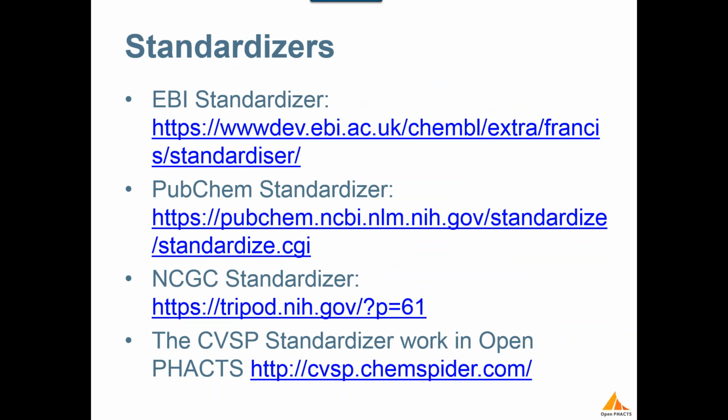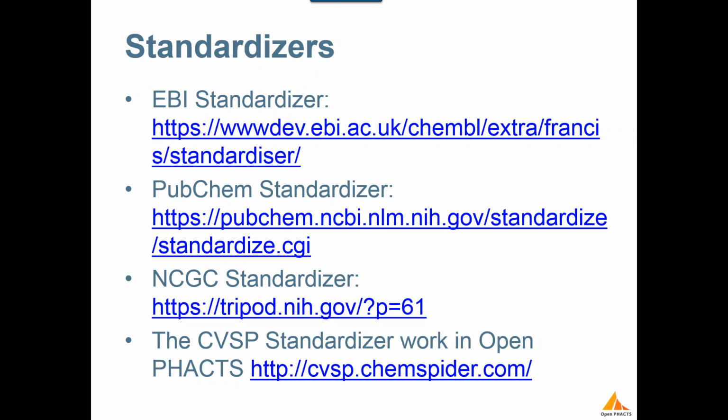The work that we are going to discuss on the CVSP standardizer, the Chemical Validation and Standardization Platform we did for Open PHACTS, we weren't the first. We certainly are not the only one in town. There are many others that are starting to show up, and this is just a short list. EBI has one online now called the EBI Standardizer. There's the PubChem Standardizer, and that changes incrementally with time as they improve their rules. I came across another one last night called the NCGC Standardizer, and of course there's the work that we have done ourselves. And the one I'm going to focus on is the one that is available publicly, cvsp.chemspider.com, the one that I've continued to test out.